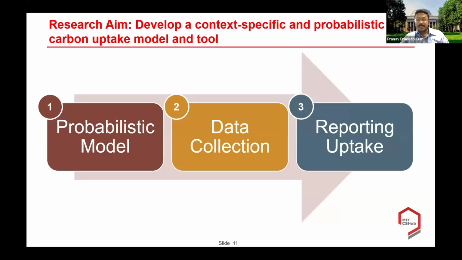So at CSHub, the aim here is to develop a context-specific carbon uptake model that incorporates a probabilistic framework to capture the uncertainty. And to build this model, it is important to collect region-specific and context-specific data and develop an input database integrating all the available information. And finally, it is vital to report the carbon uptake to effectively communicate the results with the different stakeholders.